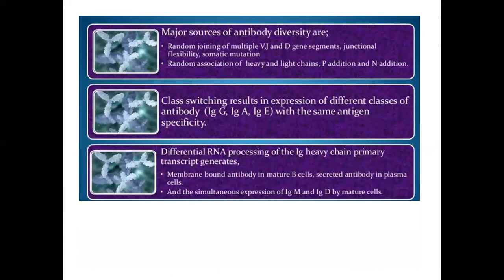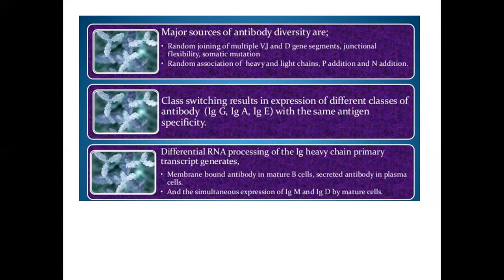Next, major sources of antibody diversity are the random joining of the multiple V, J, and D gene segments, junctional flexibility, somatic hypermutation, random association of the heavy and light chains, P addition and N addition. So this leads to the antibody diversity. Next, class switching results in the expression of different classes of antibody, whether IgG, IgA, IgE, or membrane-bound or secreted immunoglobulin, with the same antigen specificity.